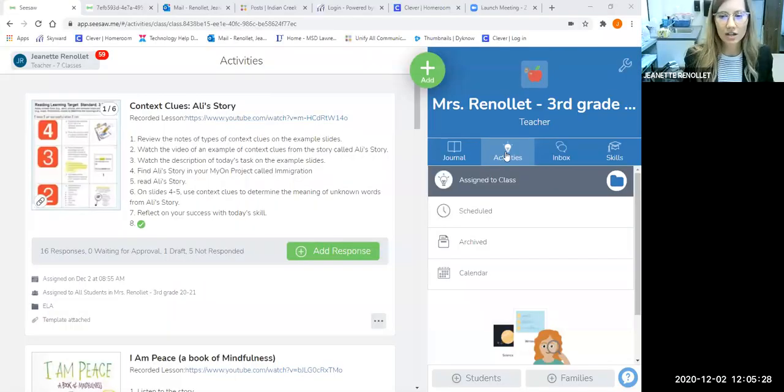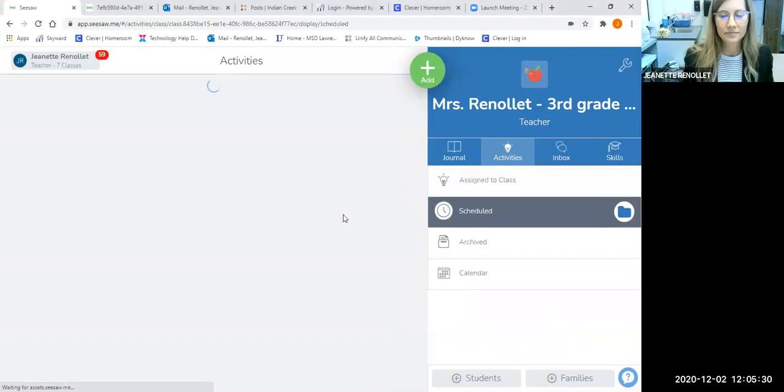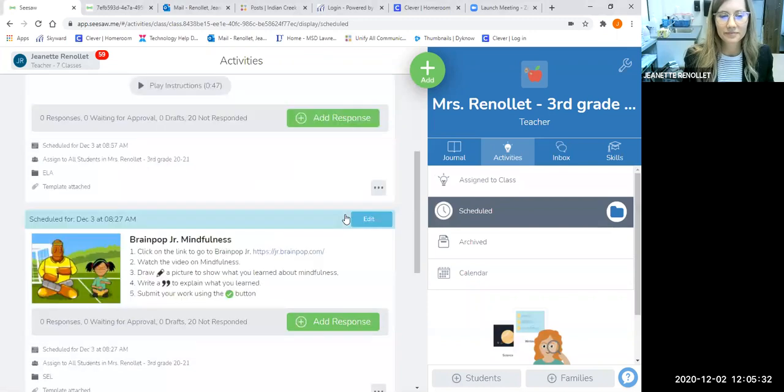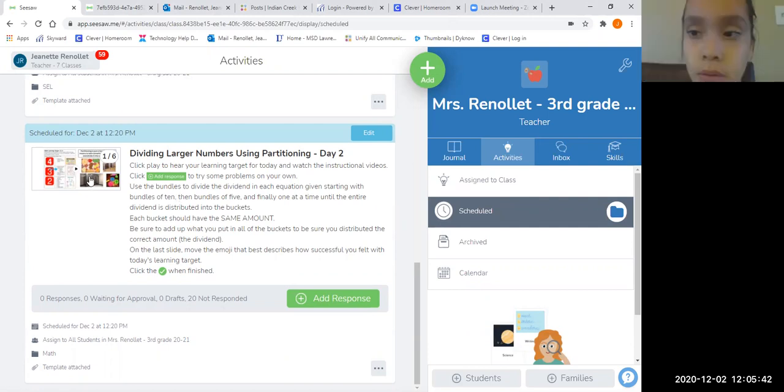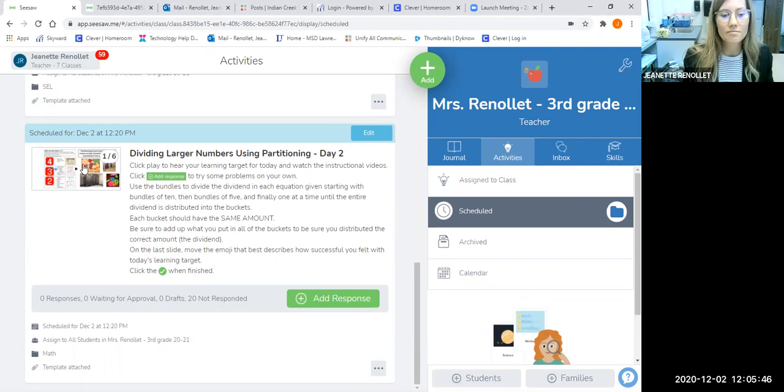I see lots of friends who are focused, ready for some division instruction. All right, today is the second day where we are going to talk about partitioning with division. What does that mean? We're going to start today with a review from Miss Thaxton.